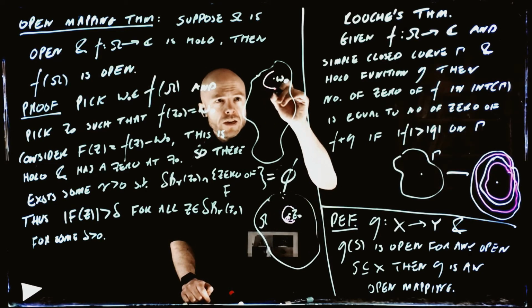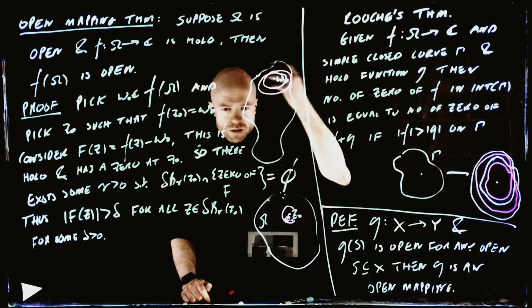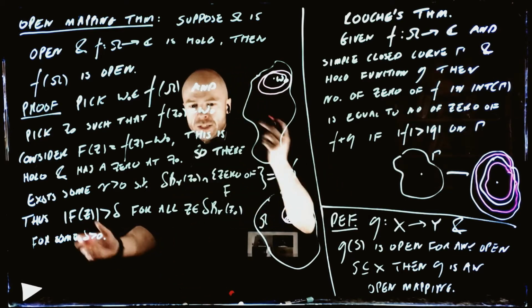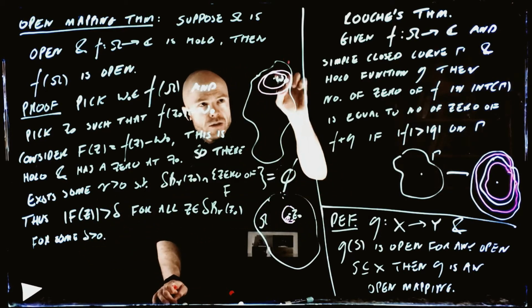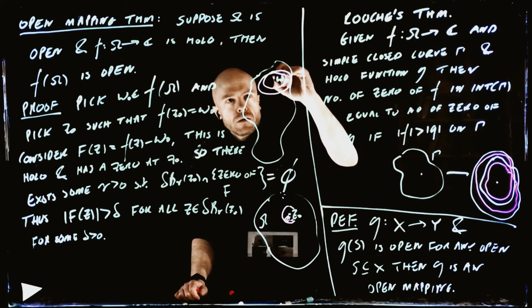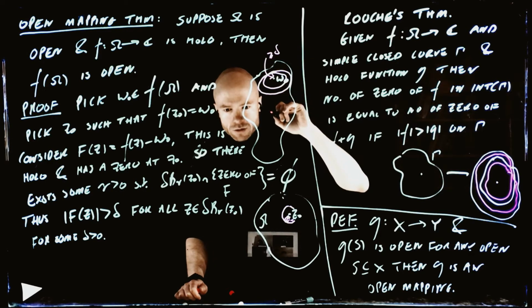So we don't know much about the image of the boundary of this ball. We do know it stays away from W0 by at least delta. So let's suppose it wraps around twice, whatever. Maybe it wraps around once, maybe it wraps around 57 times. But we do know that the image is at least delta away from this thing, bigger than delta.